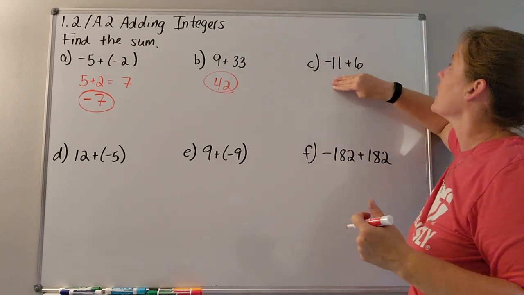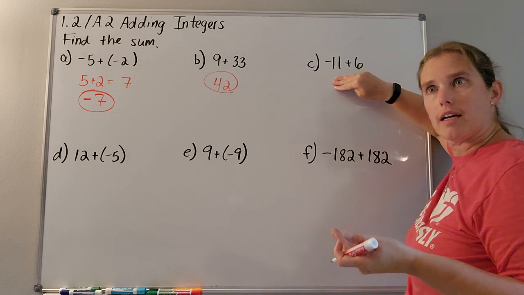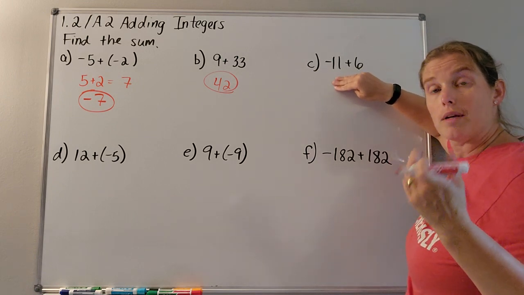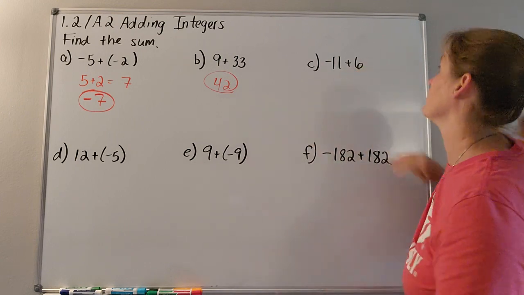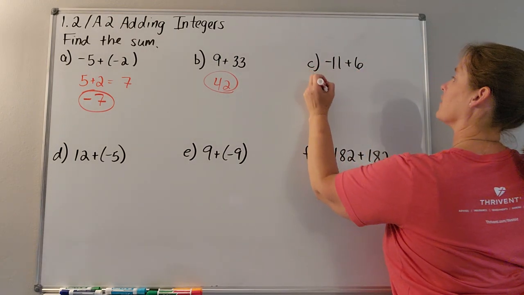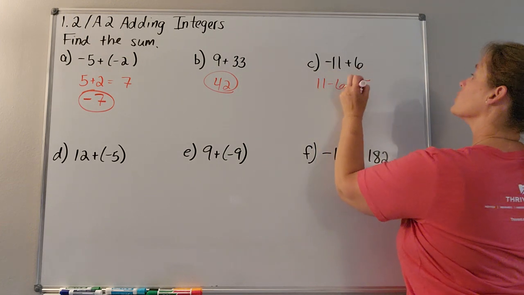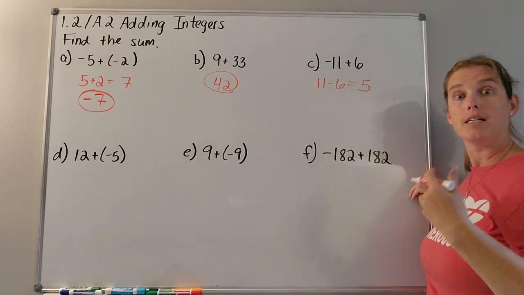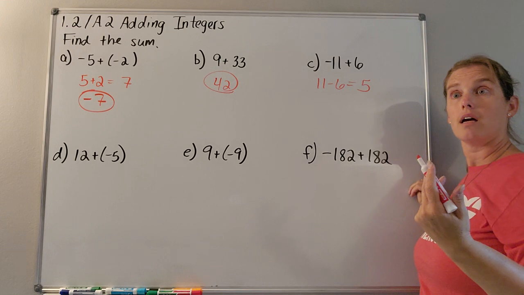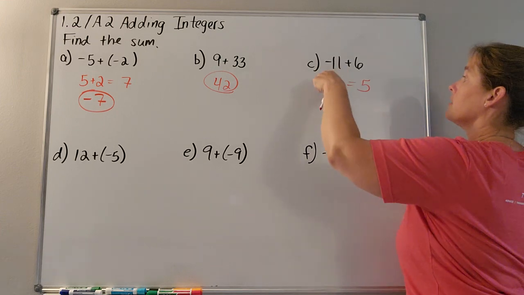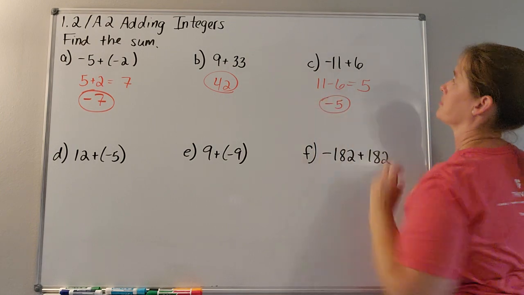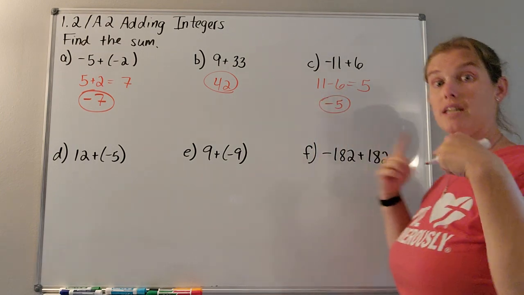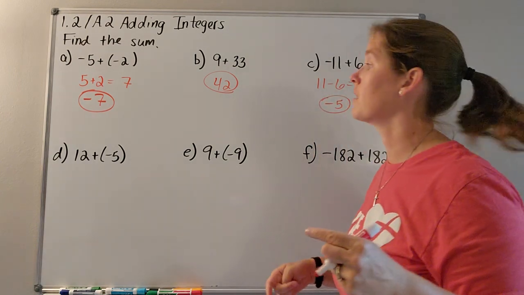All right, negative 11 plus 6, same sign or different sign? That's right, different sign. So now we subtract the absolute values. Big absolute value minus smaller absolute value. What is 11 minus 6? That's right, that's 5. But what kind of sign does the answer get? Negative, because 11 is a larger absolute value and it was originally negative. So a bunch of things to think about, but you can do it.